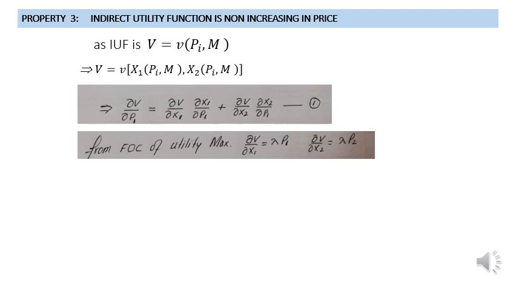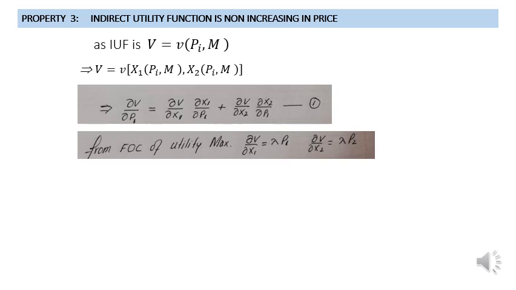So we have done it for P1. Here again, we'll have to use the chain rule because utility is a function of commodity and commodity is a function of price. So we use the chain rule. ∂v/∂p1 is equal to ∂v/∂x1 times ∂x1/∂p1 plus ∂v/∂x2 times ∂x2/∂p2. This is equation number 1.